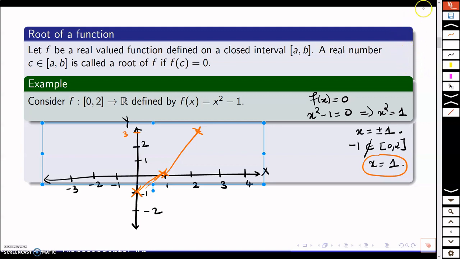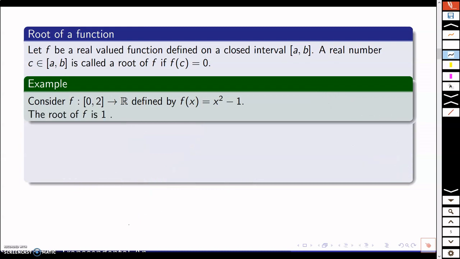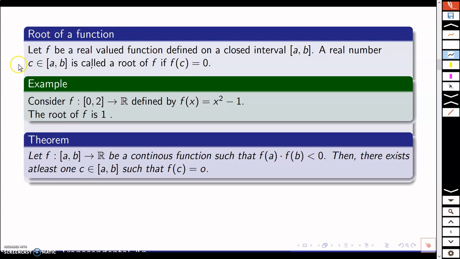Now this bisection method which I'm talking about is based on one important theorem that we study in calculus. So I will just state that theorem. So the root of that function was 1.